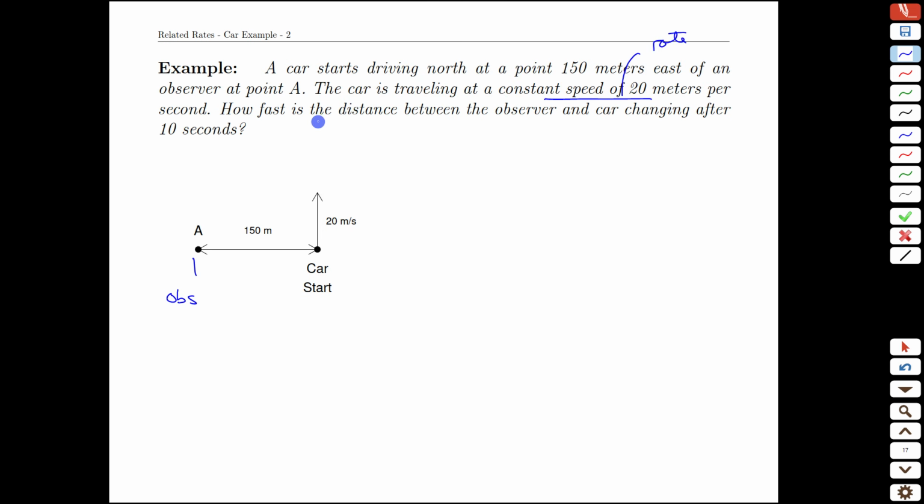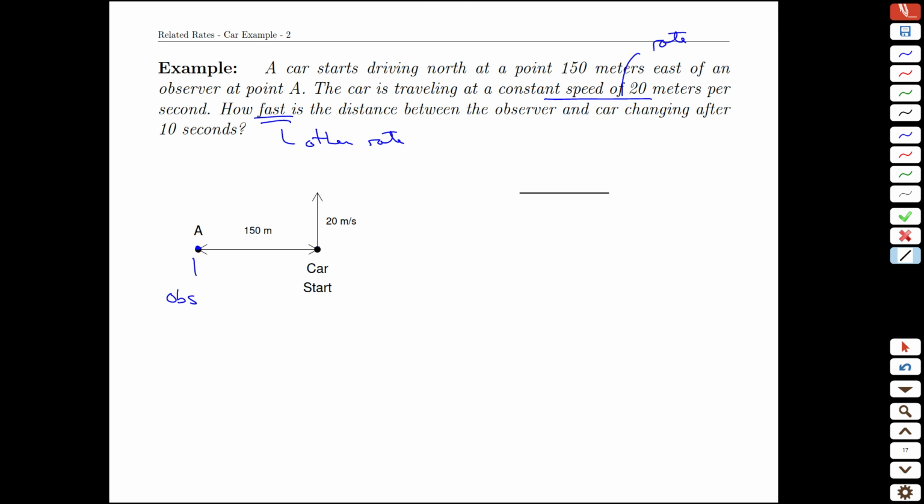And we're asked how fast is the distance between the observer and the car changing, the observer to the car as the car moves north. We're asked for how fast, which is going to be another rate. So our goal here is to relate the rate that the car is moving north with the rate at which the distance to the observer is changing.